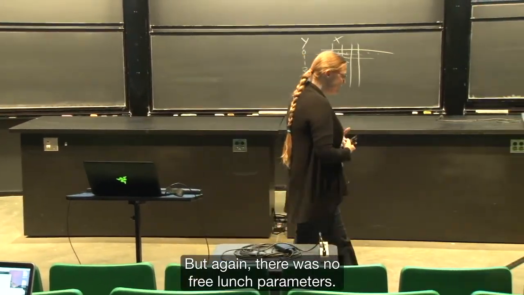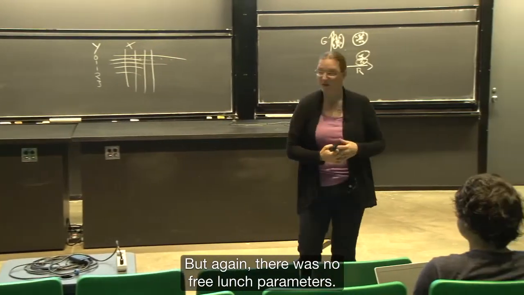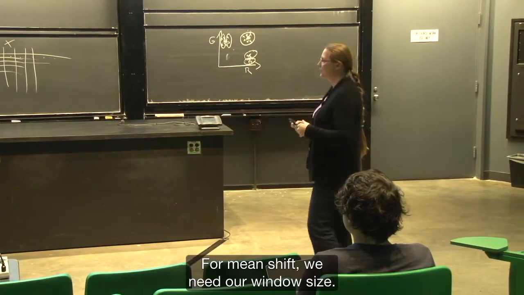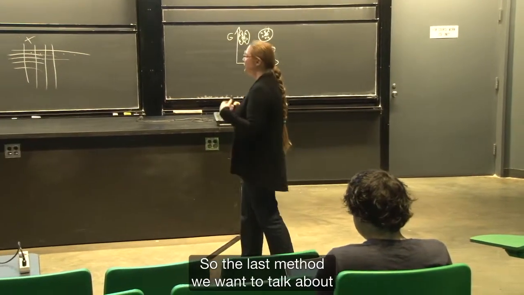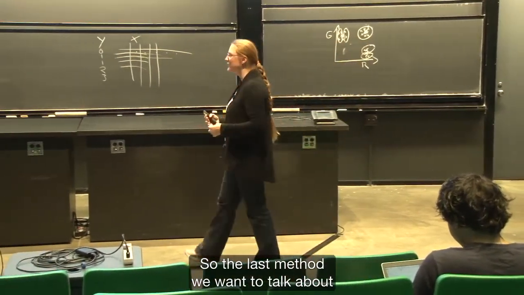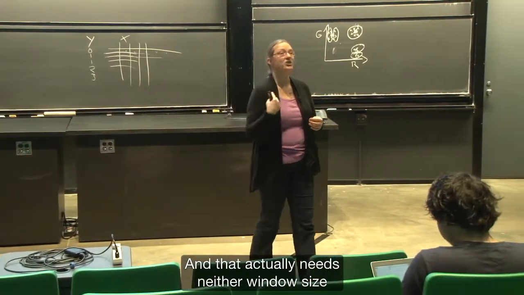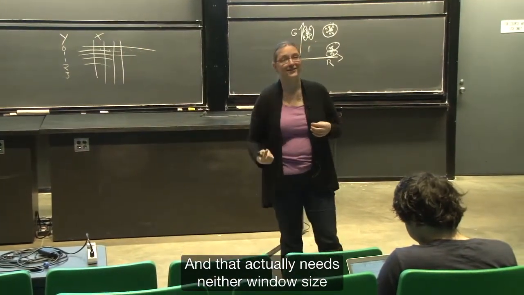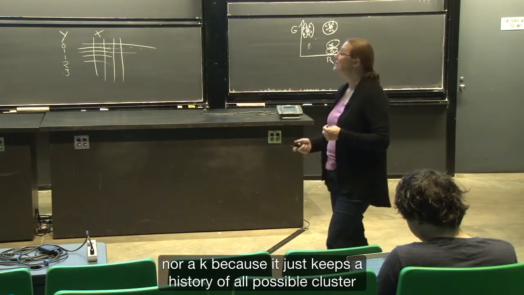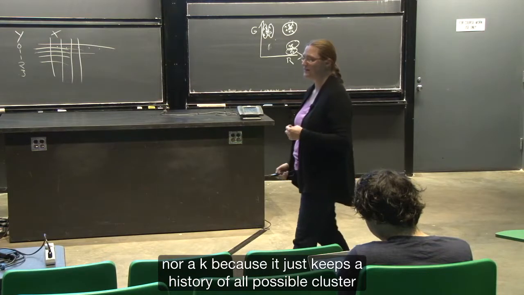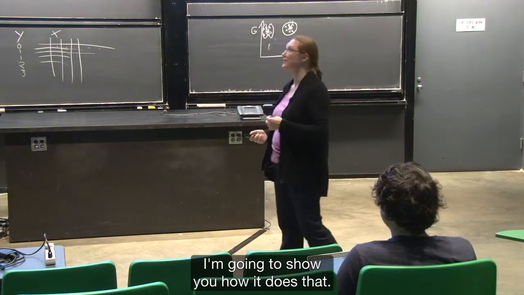But again, there was no free lunch with parameters. For k-means, we need our k. For mean shift, we need our window size. So the last method we want to talk about is hierarchical clustering. And that actually needs neither window size nor the k, because it just keeps a history of all possible cluster assignments. I'm going to show you how it does that.